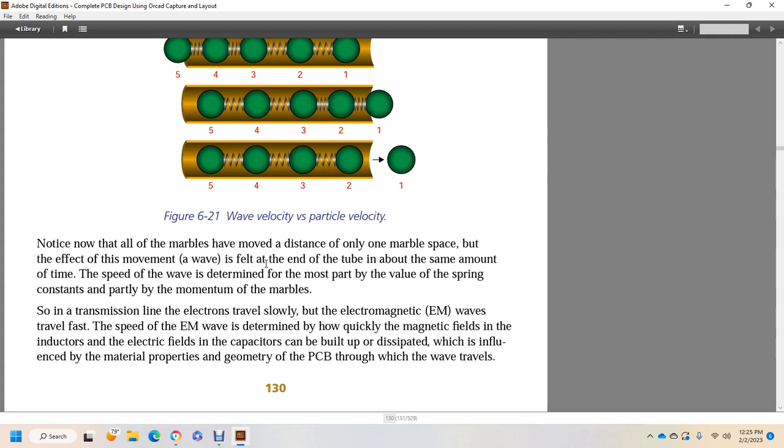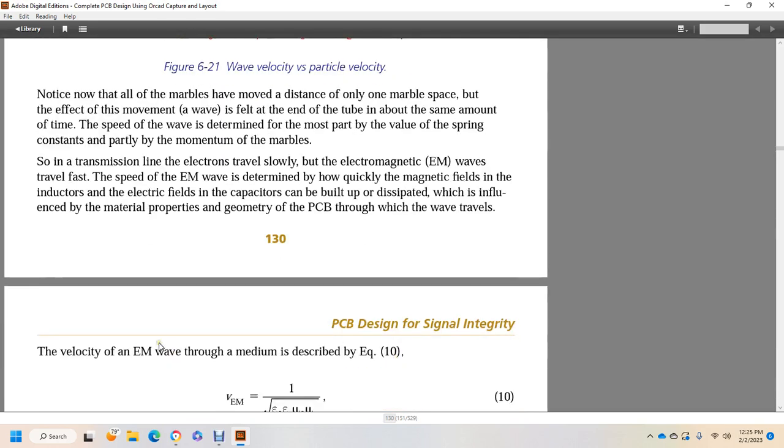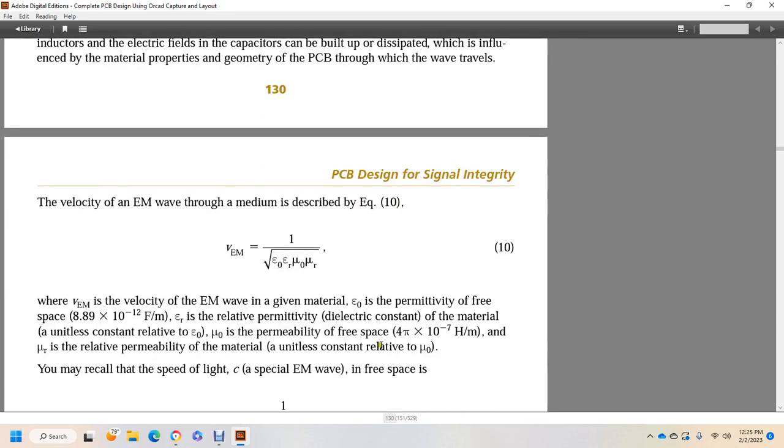The speed of the electromagnetic wave is determined by how quickly the magnetic fields of the inductors and the electric fields of the capacitors can be built up and dissipated, which is influenced by the material properties and the geometry of the PCB through which the wave travels. The velocity of an electromagnetic wave through a medium is described in equation 10.